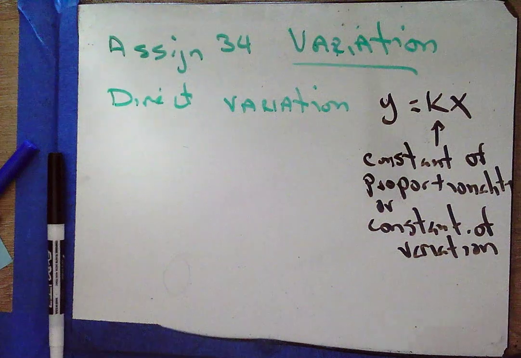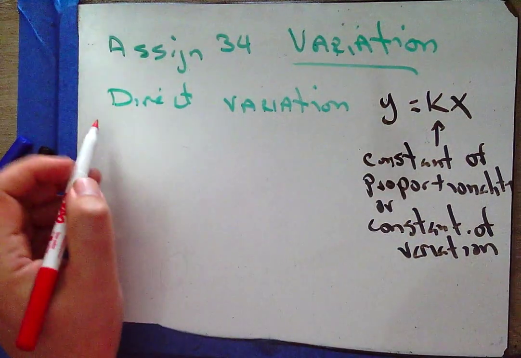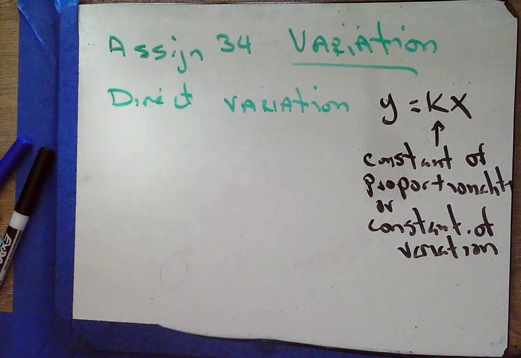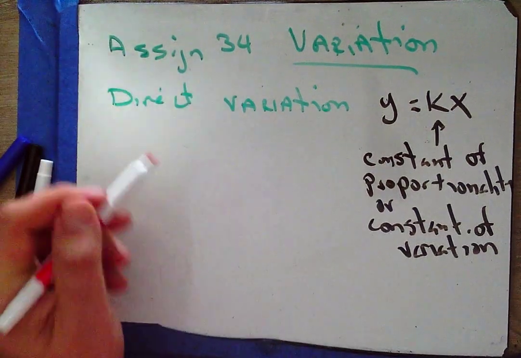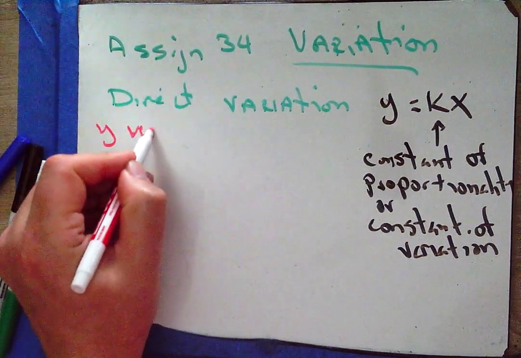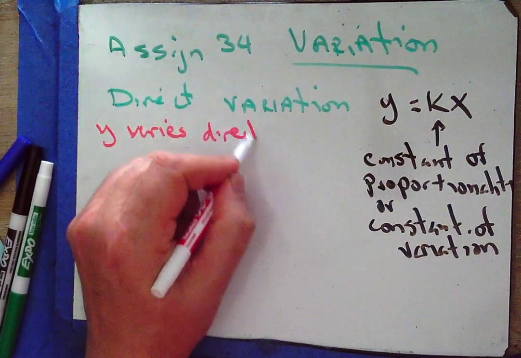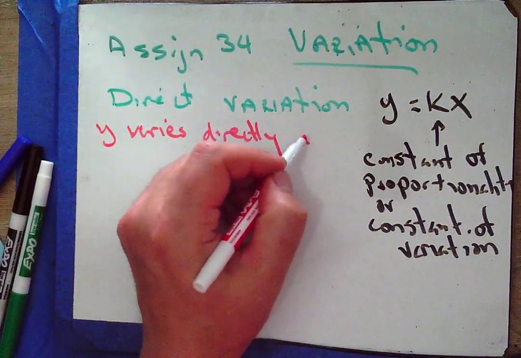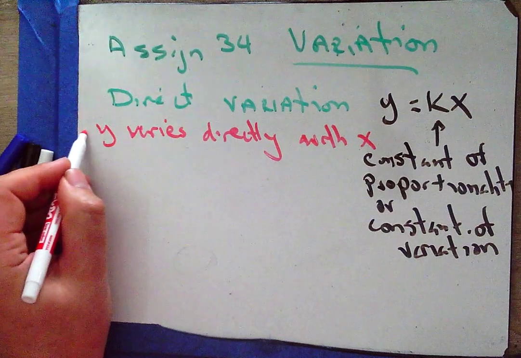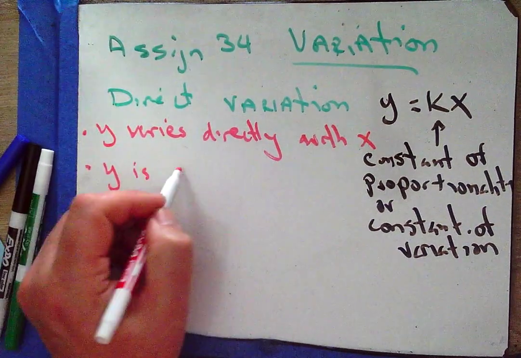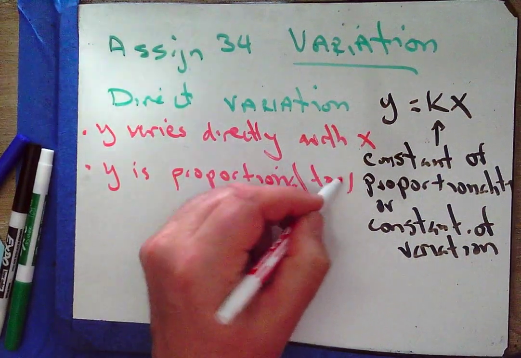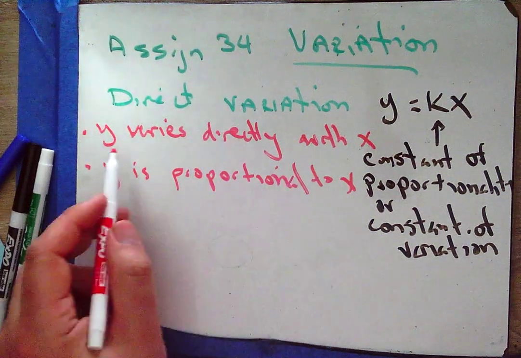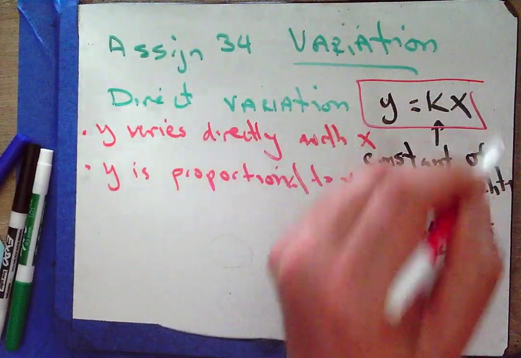What language will clue you into the fact that you're supposed to be using this model? So we might have, sorry, I'm looking for something that's not an ultra fine point right now. Okay, we might see y varies directly with x, or we could see y is proportional to x. Language like that suggests to us that we're going to be using the direct variation model.